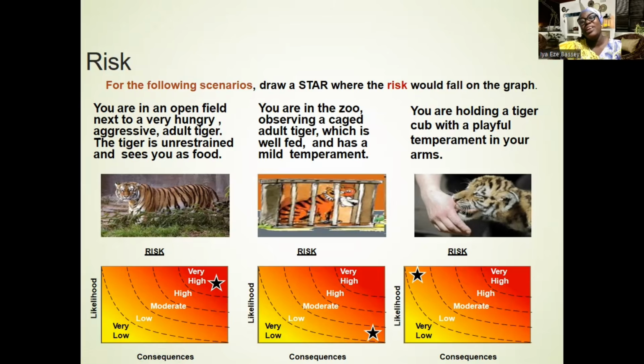I'm still wondering. Anyway, you put yourself in that kind of situation. The likelihood that something bad is going to happen is high. Yes, look at that finger, it's in his mouth. I'm worried. The likelihood is very high. But the consequences, because it is a baby tiger, the force it will use to bite, and all that is not that much. So the consequences will be low. Therefore, you see where I put my star. If you look at the risk also, it is low.